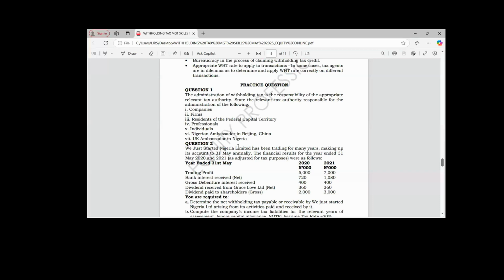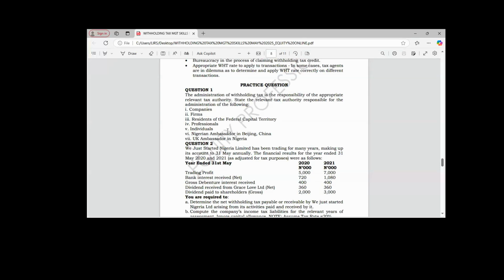So this UK ambassador in Nigeria is going to be liable to tax in his what? In UK, his country. So he's not going to pay tax here in Nigeria because he came to represent his country here in Nigeria for the purpose of fostering trade and cordial relationship between Nigeria and UK. He's not going to be liable to tax in Nigeria.